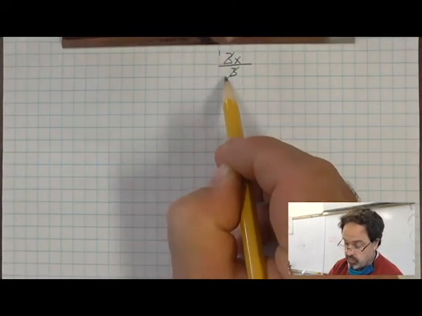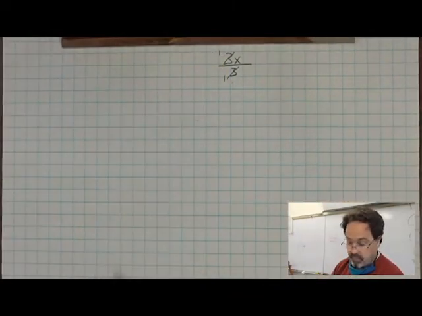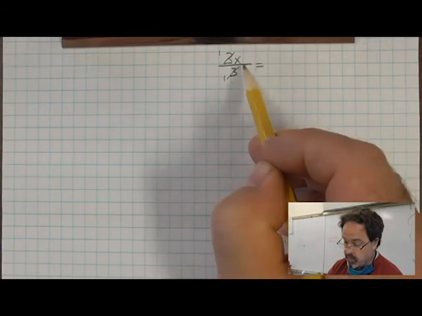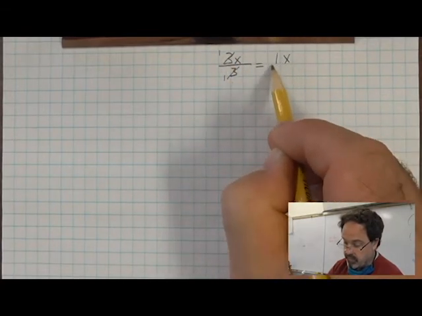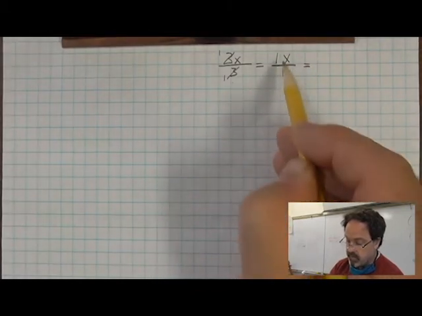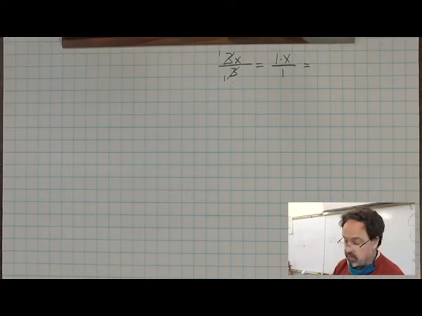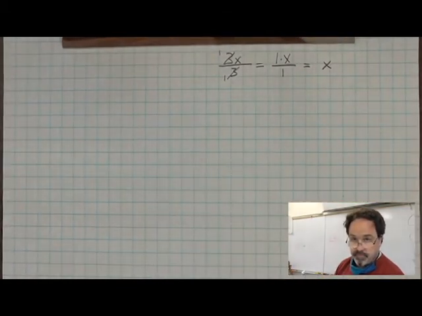Sometimes we can show that the 3's have become 1 by putting a little number up there. And if we wanted to show our work thoroughly, this 3x divided by 3 turns into 1x divided by 1. But since multiplying by 1 doesn't change a thing, and dividing by 1 doesn't change a thing, we often ignore that we're multiplying and dividing by 1, and we leave the x.